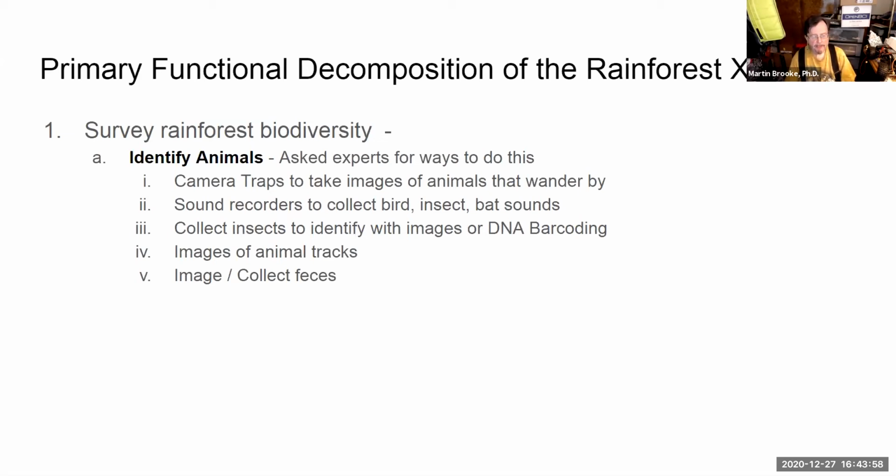So camera traps and sound recorders need to be out for a long time to catch elusive species, and abundant species need a fast sorting method that clearly identifies the differences. Animal tracks and feces are another way to identify critters, but they are hard to see in the rainforest.